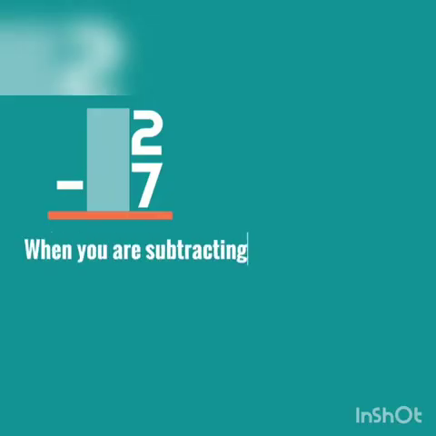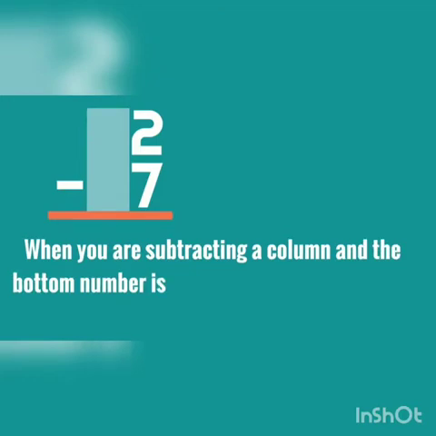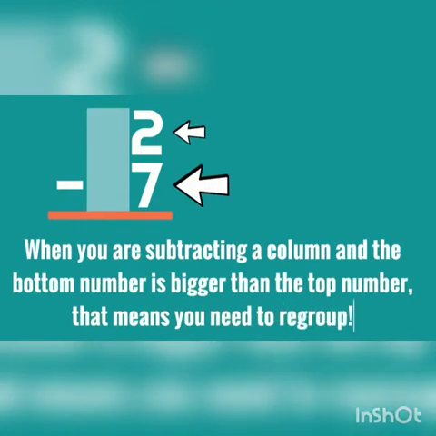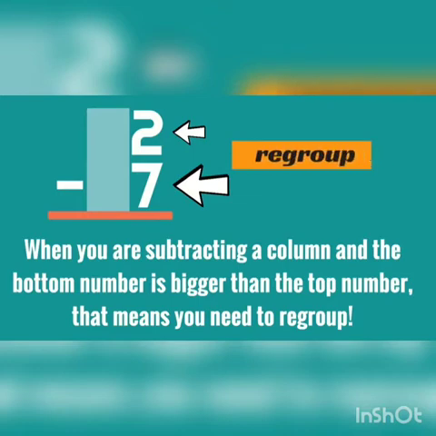The trick is called regrouping. Can you say that? Regrouping. Yeah, regrouping. When you are subtracting a column and the bottom number is bigger than the top number, that means you need to regroup. Just like in this example, because it is hard to take away more than you have, and 7 is bigger than 2, so we need to regroup.